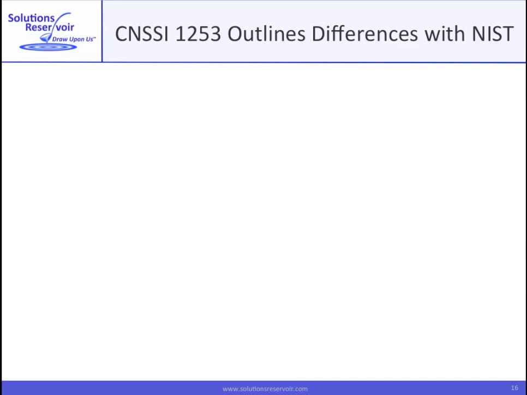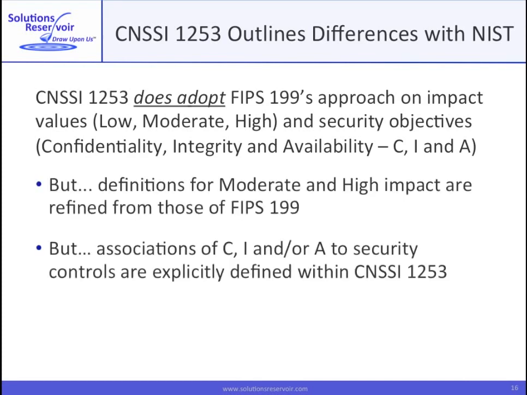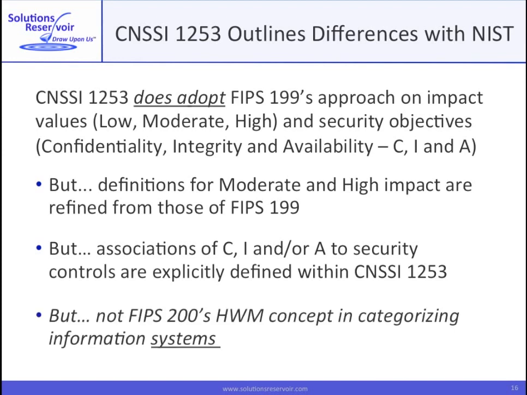In looking at differences for NSS, first off, 1253 does adopt FIPS 199's approach on the impact values and security objectives we covered in Part 2, but it makes some refinements to the definitions for moderate and high impact and explicitly defines certain other associations. But a major distinction is that 1253 does not follow FIPS 200's high watermark approach to the security categorization of the information system. It's probably easier to show you what that means by relooking at an example from 853 and then contrasting it with 1253.